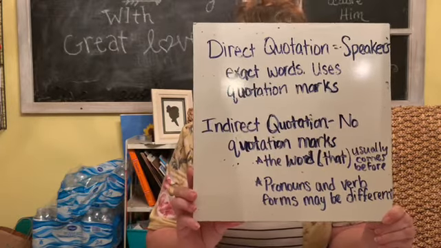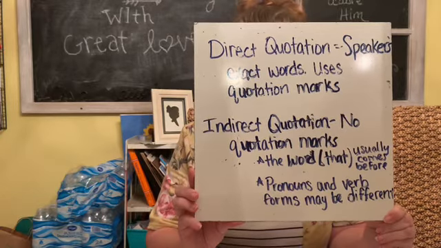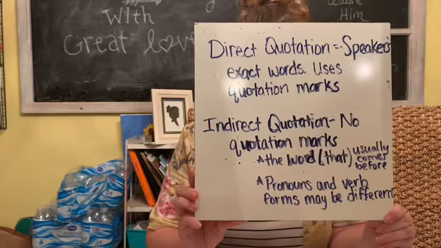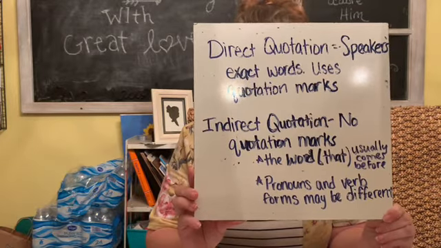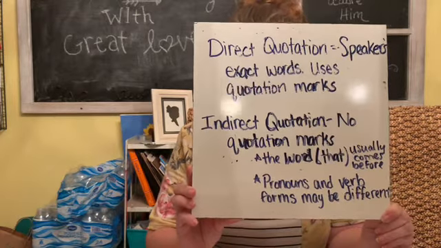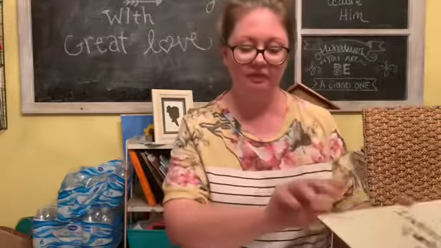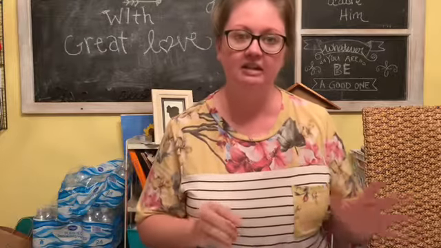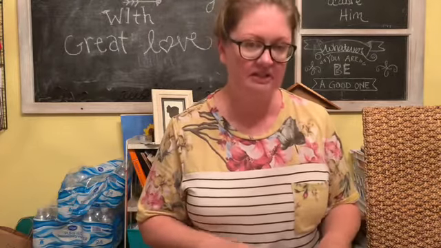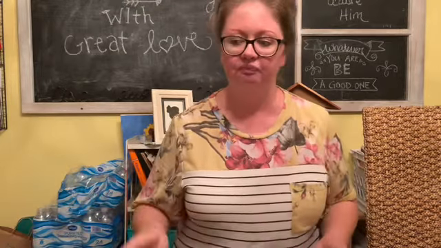Okay? So a direct quotation always has quotation marks. When we switch to an indirect quotation, the quotation marks go away, and you will usually see the word that, and some pronouns and verb forms may change. Okay? All right. So we're going to look at a couple sentences and just let you see the difference between a direct quotation and an indirect quotation.